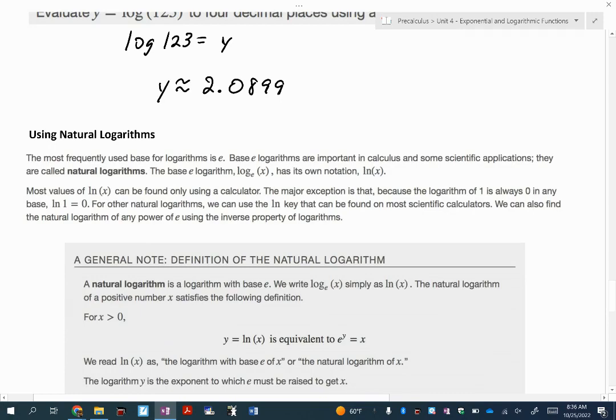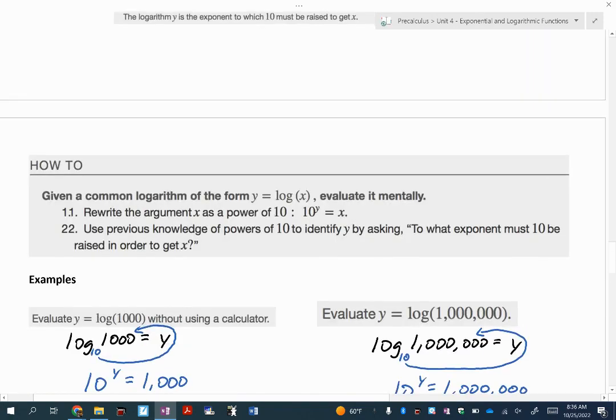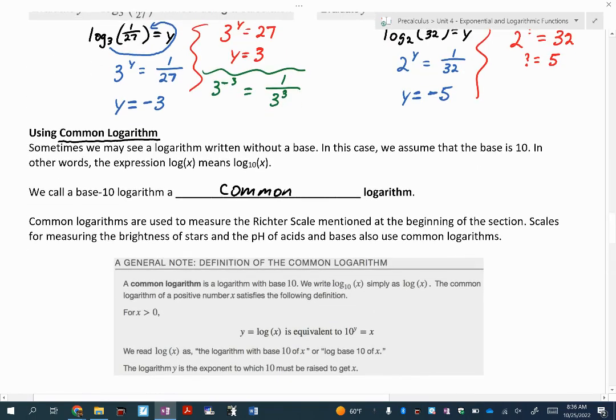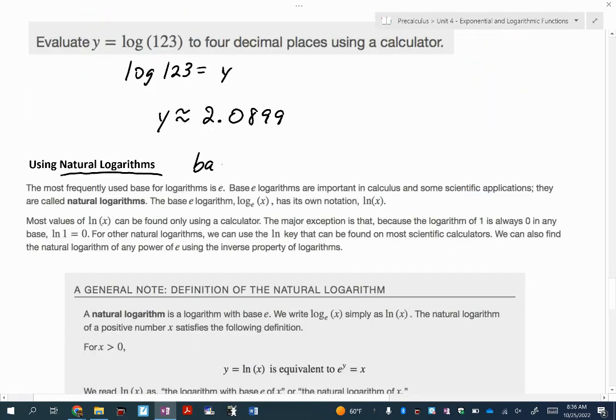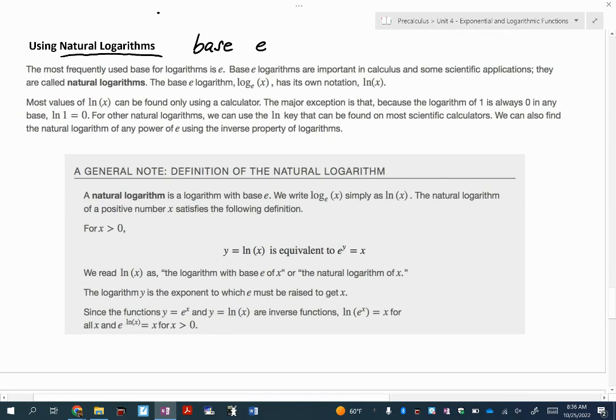Okay, let's talk about the natural logarithm. So you've got the common logarithm, which is a base of 10. So I'll write that down here. Common logarithm, right? It's base 10 logarithm. For the natural logarithm, this is the base e logarithm, okay? So that number e is coming back into play.